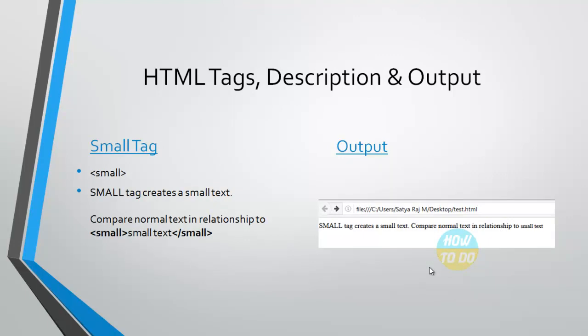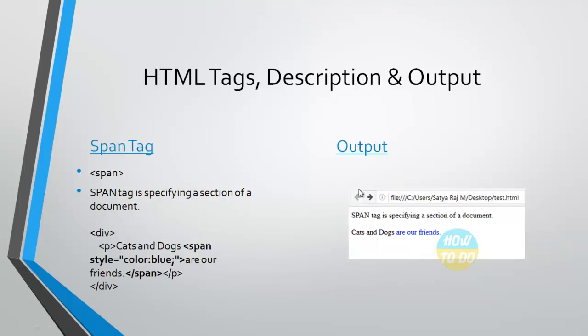Next comes the small tag. Small tag creates the smallest text. If you write a text between the small open tag and close tag, you will be getting the text in a very small way, and this is the output for the same. The complete text is in normal font, and here you can see this text is a little small in comparison to the previous one. Next comes the span tag. Span tag is specifying a section of a document.